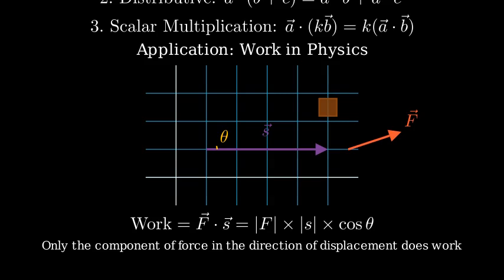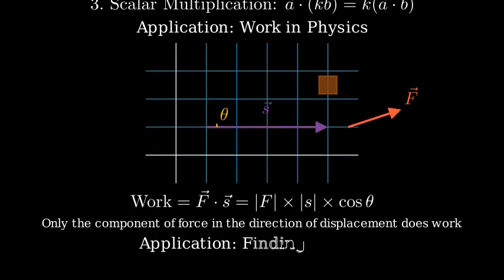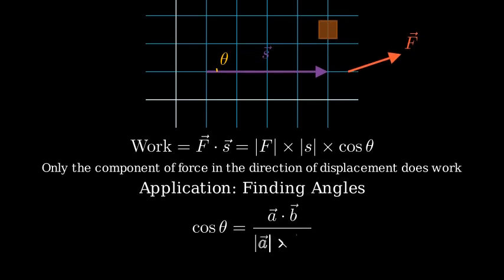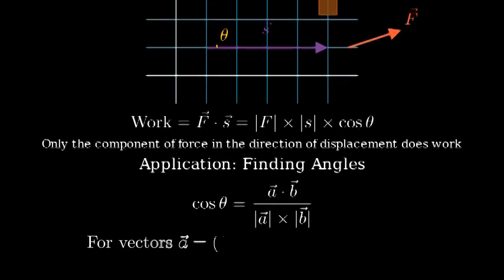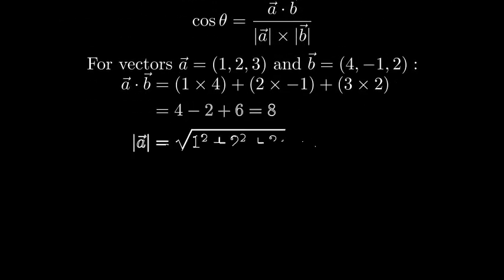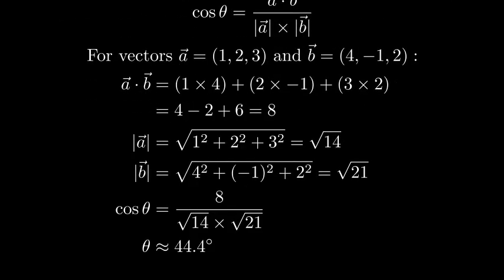Another important application is finding the angle between two vectors. By rearranging the dot product formula, we get cosine theta equals the dot product divided by the product of the magnitudes. This is particularly useful in 3D geometry, where visualizing angles might be difficult.